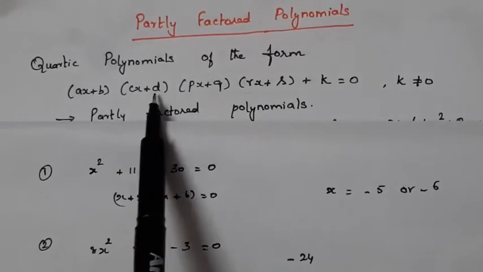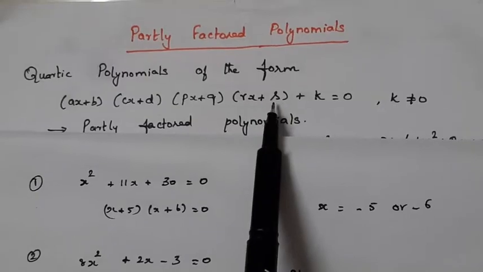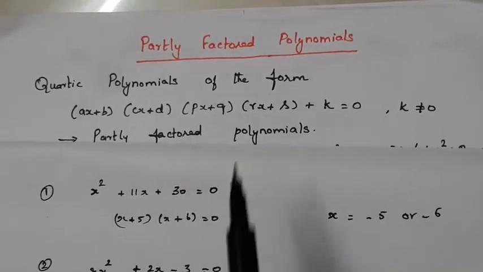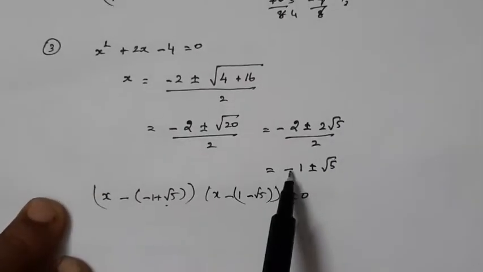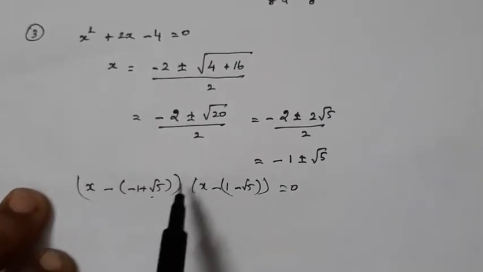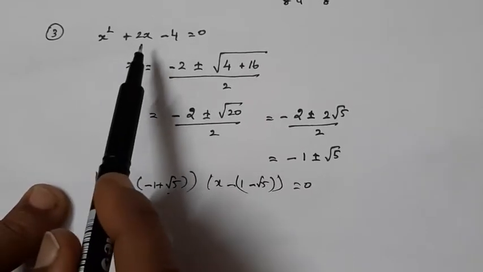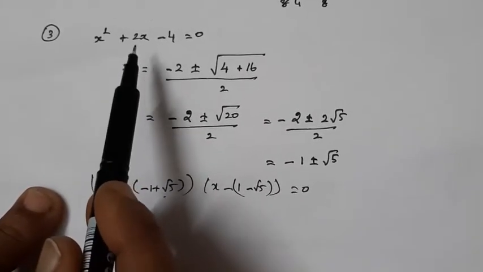So look at this form. They are (x - a)(x - b) plus d, meaning they are not irrational numbers. They are rational numbers, that means they are integers. So if the roots are irrational, we couldn't write like this. Okay. So we can also solve this by using the completing the square method.